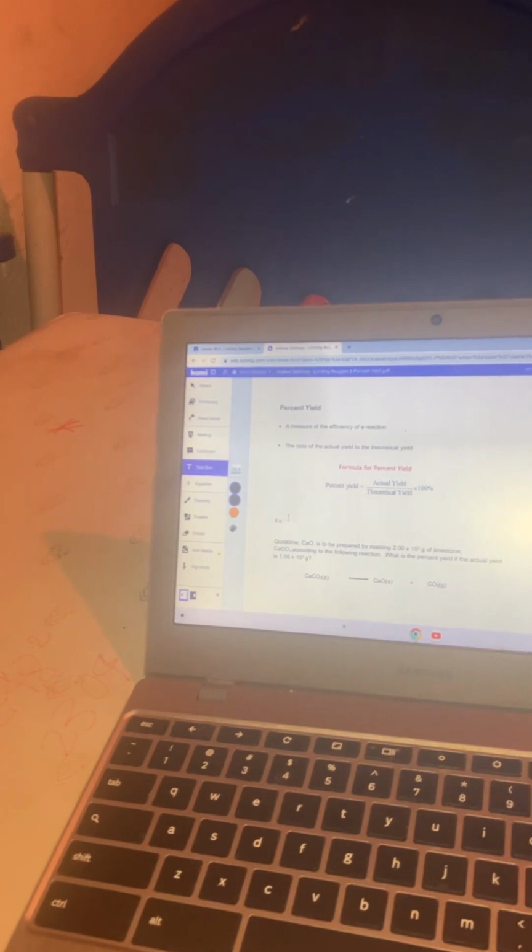So the percent yield is the measure of the efficiency of a reaction, the ratio of the actual yield to the theoretical yield. So quicklime, CaO, is to be prepared by roasting. Wait, he didn't fill this in. But this is what the percent yield is.